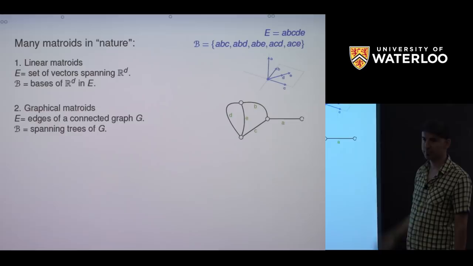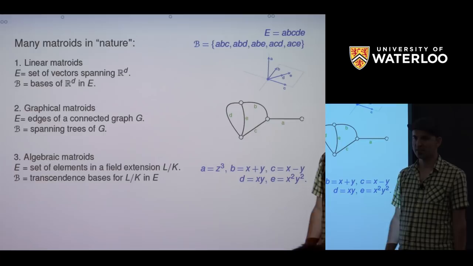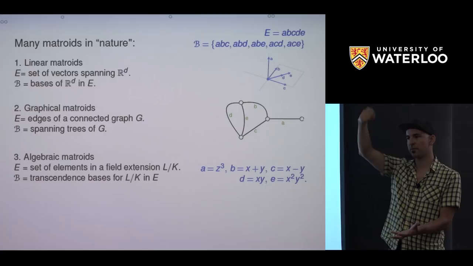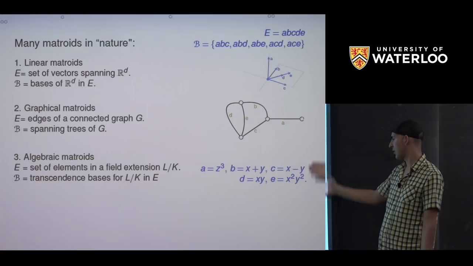Now, another important family of matroids, and one that is actually surprisingly hard to think about, is algebraic matroids. It's a very important family, and it comes from algebraic independence. Okay. And so now what you want to do is you have a field, K, and then a bigger field, L, and you take a bunch of elements in the big field and look at when they are algebraically independent over the small field. Okay? So just to make this concrete, I'm just thinking of these as kind of polynomial expressions, and I want to see which ones are independent.